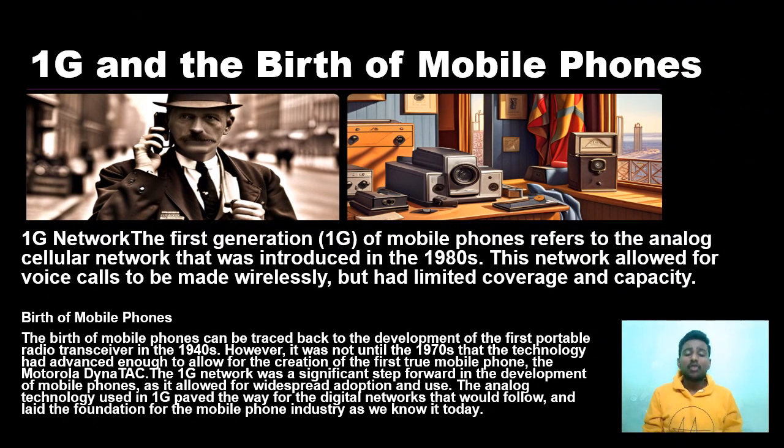1G and the birth of mobile phones. Basically, the birth of the mobile phone took place at the first generation of mobile communication. People began to use mobile phones during the first generation. So let's study about the 1G. The 1G network, the first generation of mobile phones, refers to the analog cellular network that was introduced in the 1980s. This network allowed for voice calls to be made wirelessly but had limited coverage and capacity.